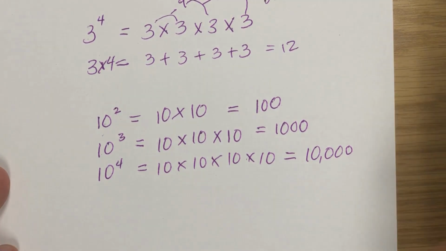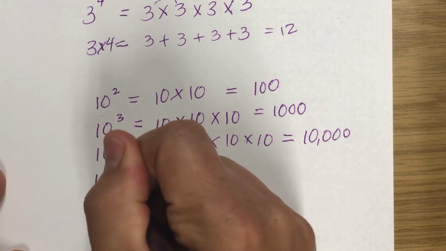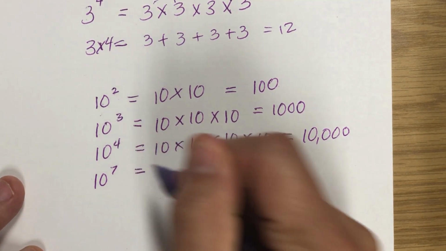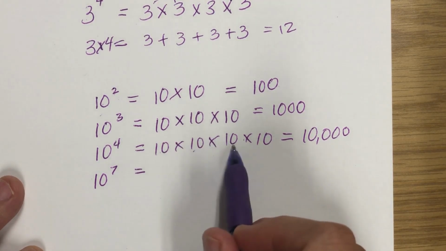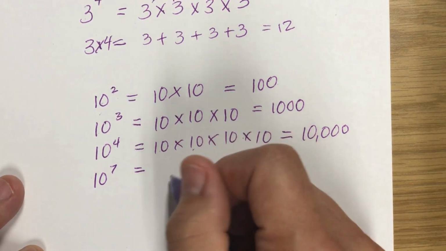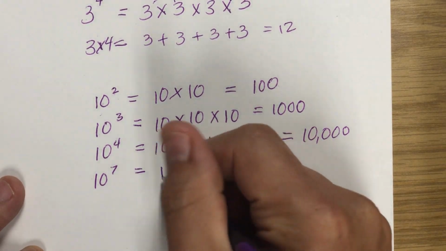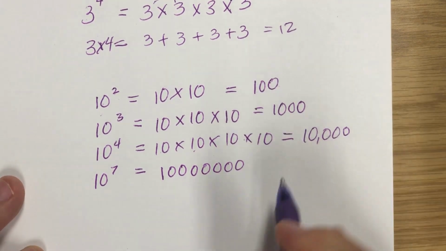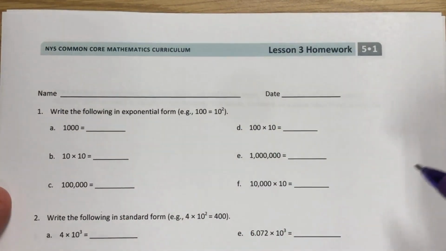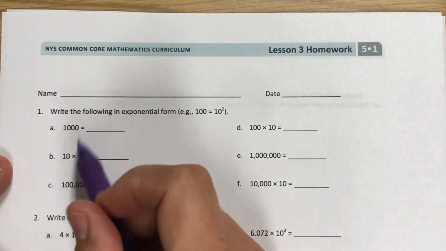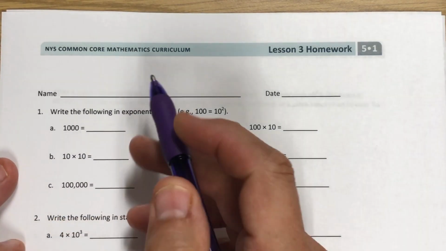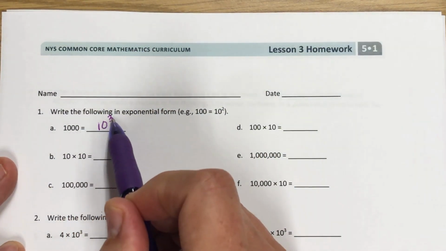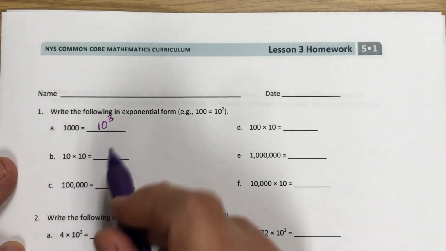And so they should be able to do 10 to the 7th power easily and not have to write out the factorization of it, and just go straight to the 1 with 7 zeros. 1, 2, 3, 4, 5, 6, 7. So in tonight's assignment, they're going to write the following in exponential form. So I have a 1 with 3 zeros, so that would be 10 to the 3rd power. I have 3 zeros, so I'm going to have 10 to the power of 3.